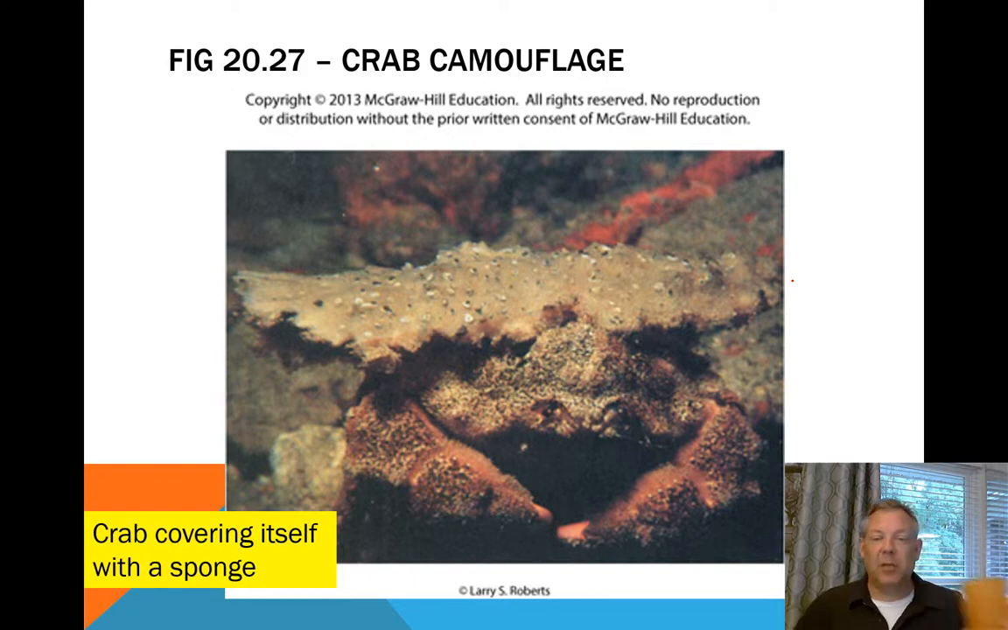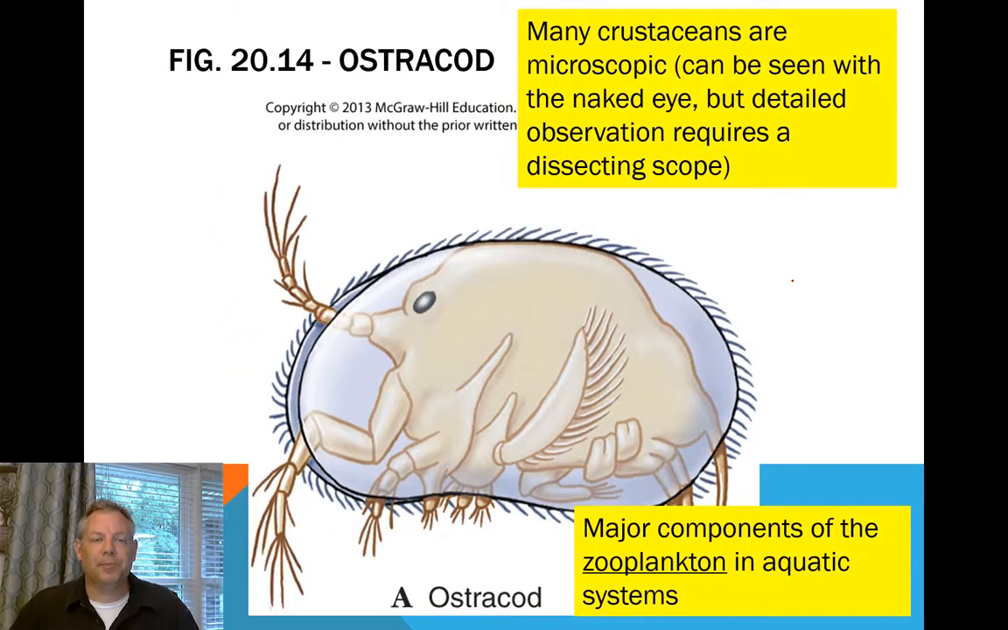Here's a cool example of a crab using a sponge as camouflage. Almost like it's wearing a sponge toupee, but again, if you study any arthropod group, you're going to find really interesting behaviors.